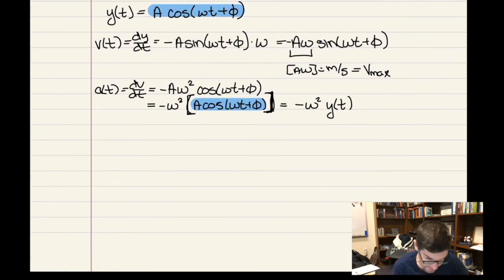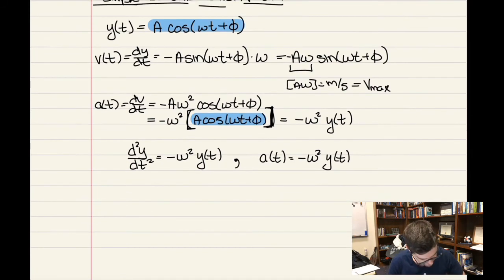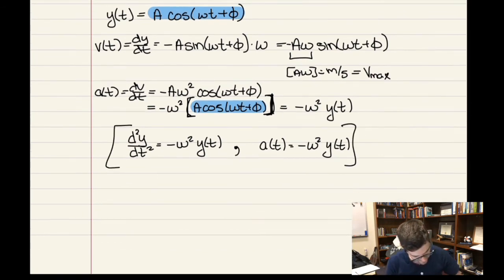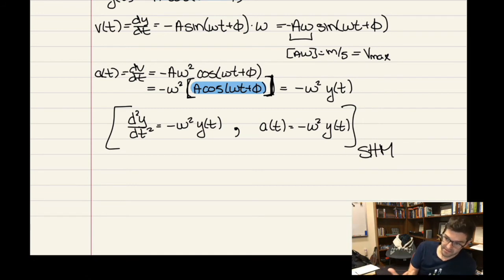This is technically the definition of simple harmonic motion. Simple harmonic motion is motion such that the second derivative of position is minus omega squared times the position. Or said another way, that the acceleration as a function of time equals minus omega squared the position as a function of time. These are equivalent statements. And this, mathematically, actually is how you define simple harmonic motion.